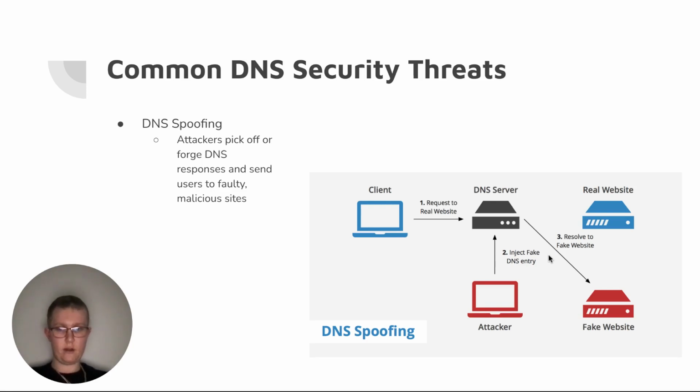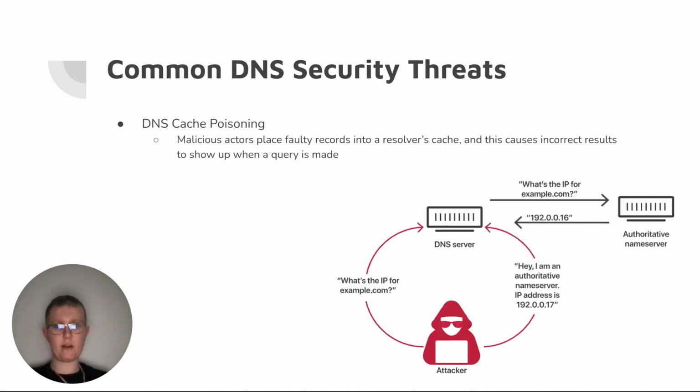So the next type of security threat is called cache poisoning, which is where an attacker will place a faulty record into a resolver's cache. A resolver is just what it's called when you're making a query from your web cache, which is where all of the queries that you've previously visited are stored. And because it's a faulty record, this will give you incorrect results when you make a query, and it's not going to show up what you want it to.